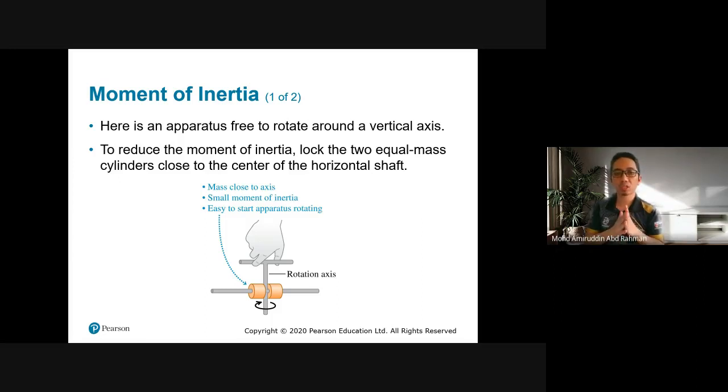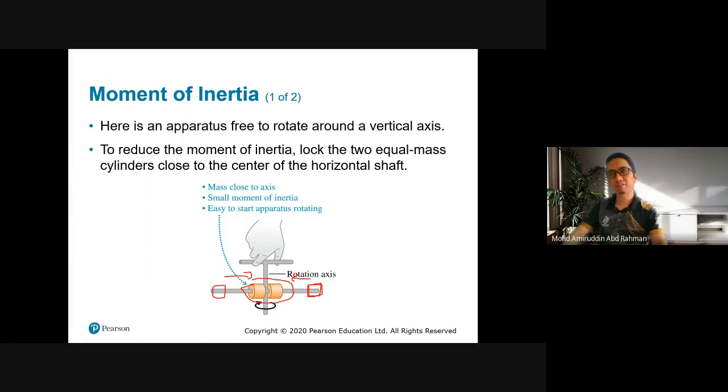So for example here, initially let's say we have the bar over there. So we move that to the center, which is closer to the axis of rotation. The center of the axis of rotation. So what happened when you have that? Of course, you can now turn that more easily.